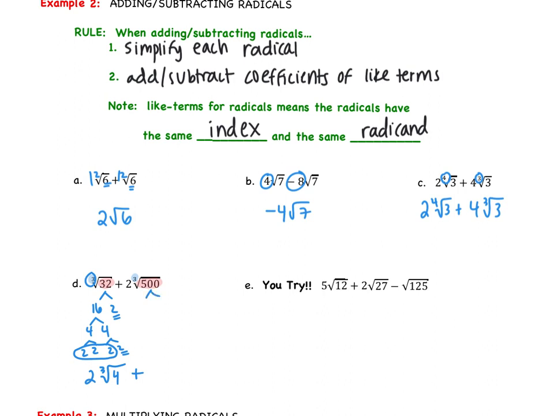Next one, I got to break down 500. So this is 5 times 100. This is 10 times 10. 5 times 2, 5 times 2. Okay, so now I'm looking for groups of 3, or 3 at a time. I have this 5, and that 5. A little funky, so 5 comes out front. I have these 2's that are left over, so those are going to stay underneath the root and become a 4. Ooh, my index is wrong.